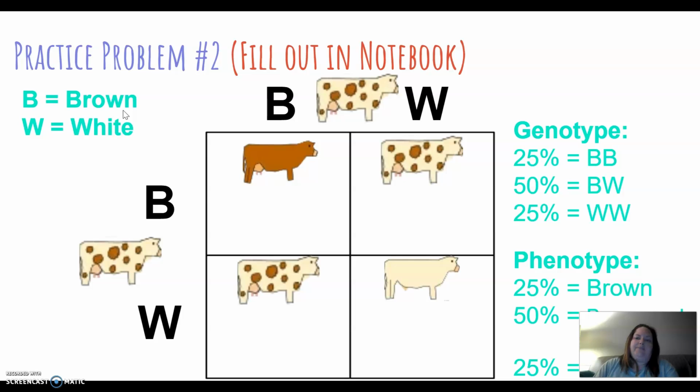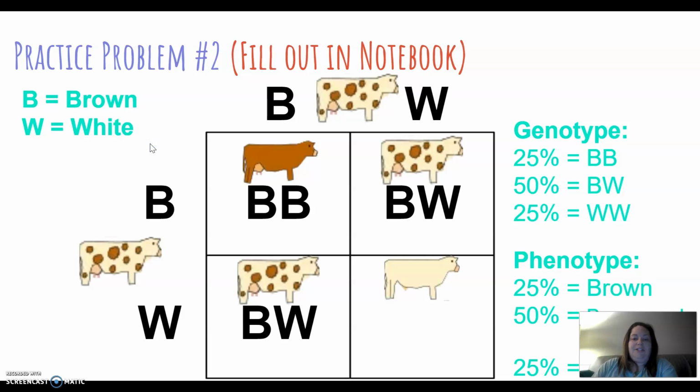So here's your second practice problem. We're crossing two heterozygous brown and white cows. When we do that, we get one homozygous dominant for brown, two heterozygous, and one homozygous for white. So that's going to be 25% brown, 50% brown and white, and 25% white.